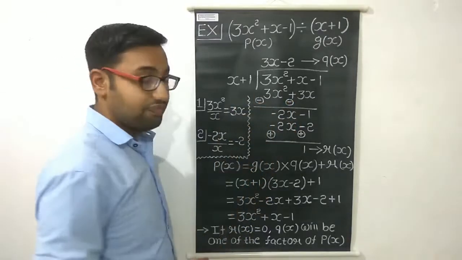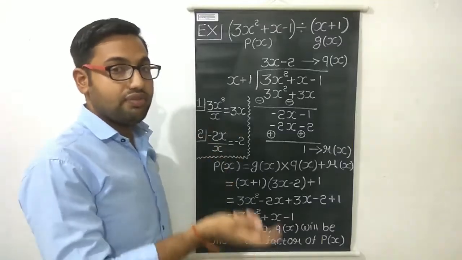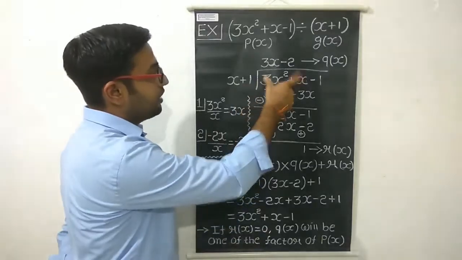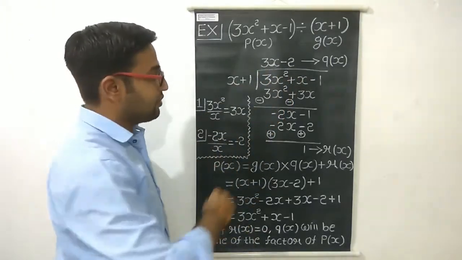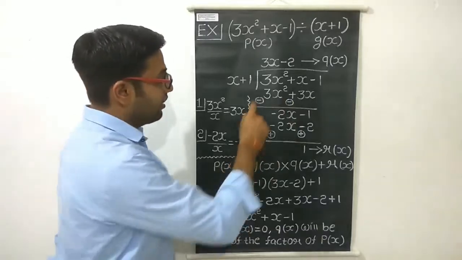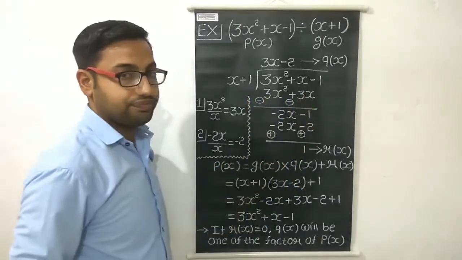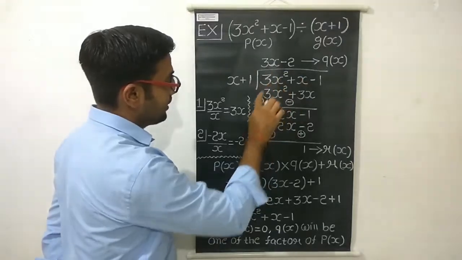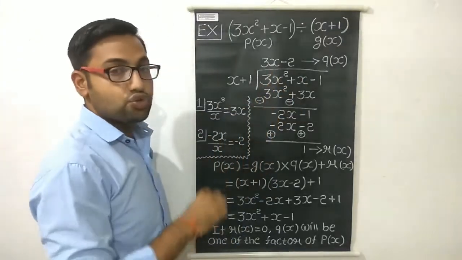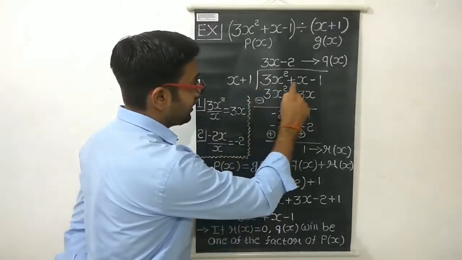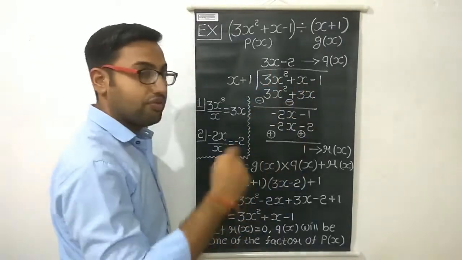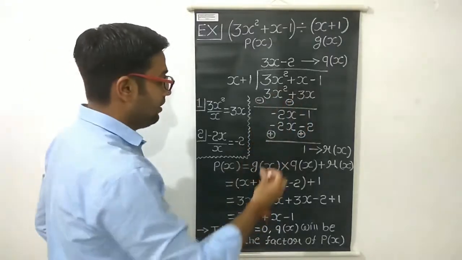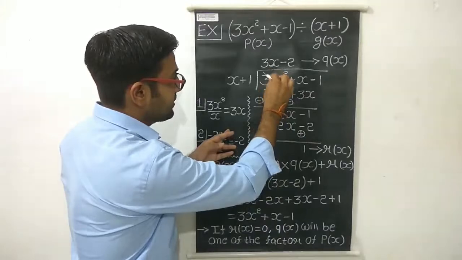Why do we change the sign? Because remember, whenever we divide any number, whatever we get here, we subtract from the given number. That is why here also we have to subtract whatever we get here. Okay, so now this 3x square is plus and this 3x square is minus. So by adding this 3x square plus x minus 1 with this minus 3x square and minus 3x, what will happen? These two will cancel out each other.